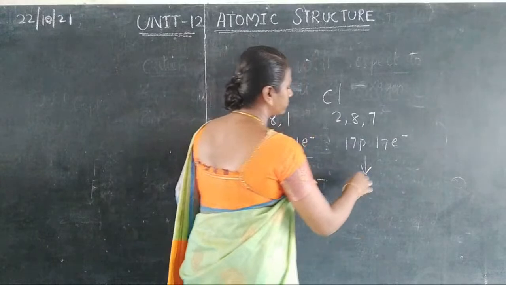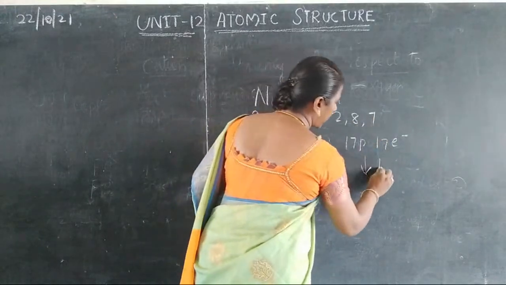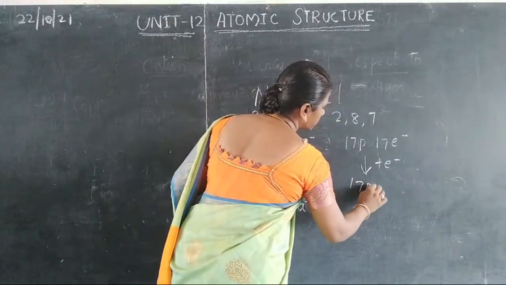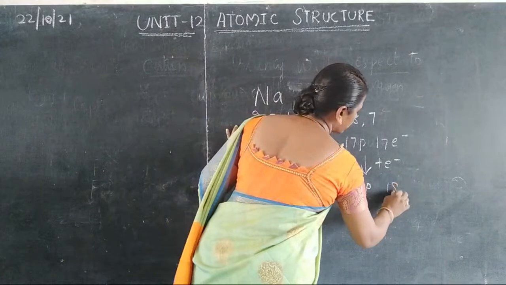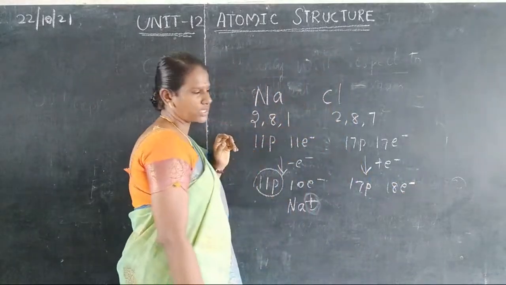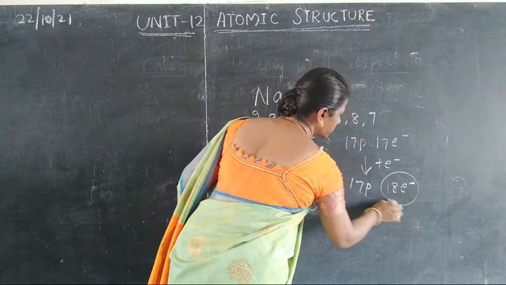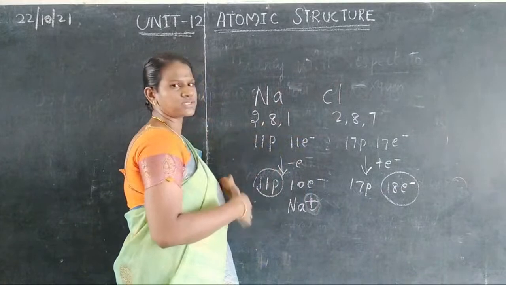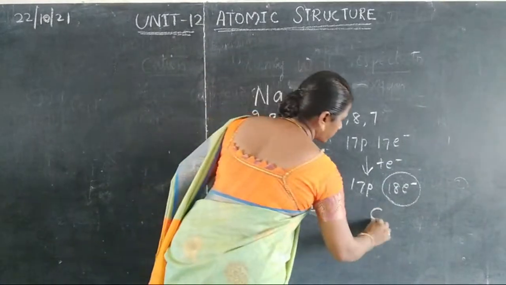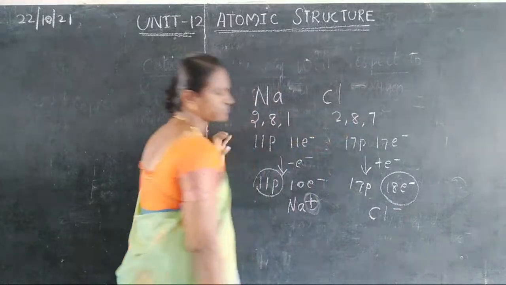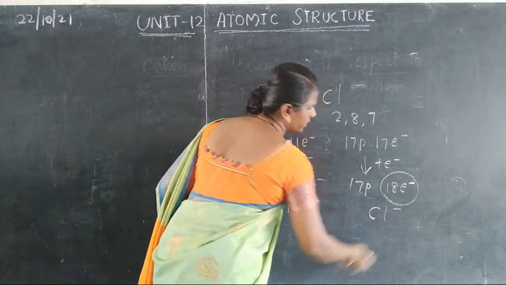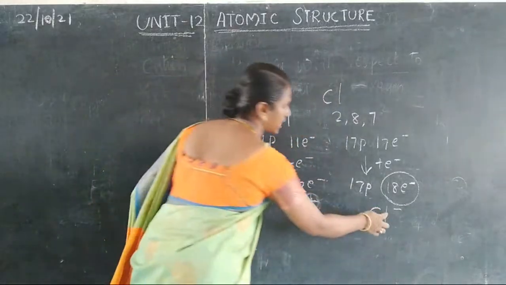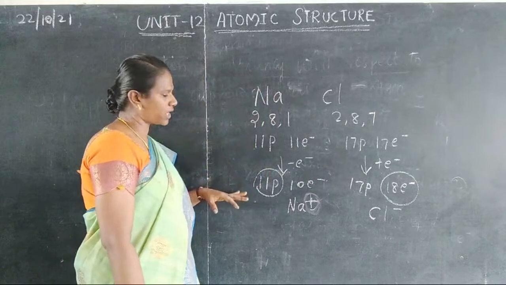The chlorine. So if chlorine gains 1 electron, the electronic configuration of chlorine becomes 17 protons and 18 electrons. Here you notice the number of electrons is more. One electron is in excess in this atom, so we can write it as chlorine minus. That means 1 electron is in excess compared to the number of protons. Cl minus.